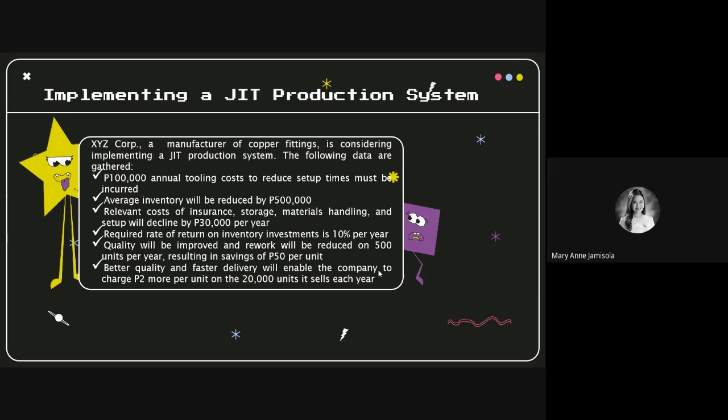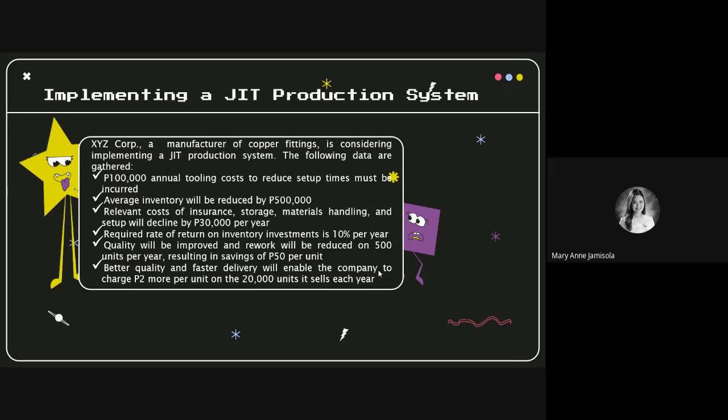So, how should we decide on this? How can we help the company decide whether it should implement the JIT production system or not? So, hint, compare the benefits versus the costs of implementing the JIT production system. Benefits versus cost. Okay. You may pause the video if you want more time.